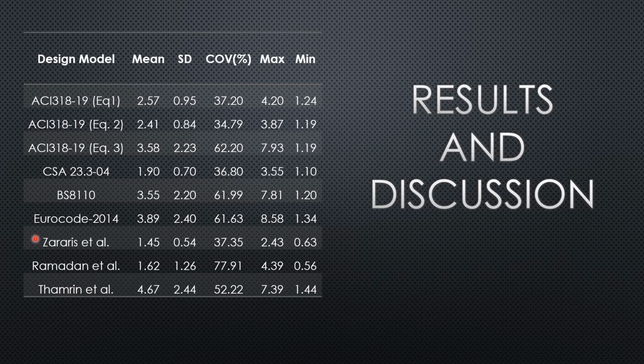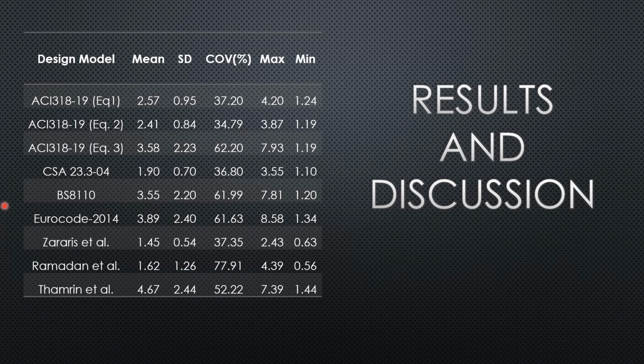As for the models that predicted the shear capacity of T-sections, Zararis et al. provided the most accurate predictions and safe ones for the T-sections overall, with the lowest mean experimental to predicted of 1.42, standard deviation of 0.54, and coefficient of variation of 37%. Following that, Ramadan et al. predictions were also close to the experimental.